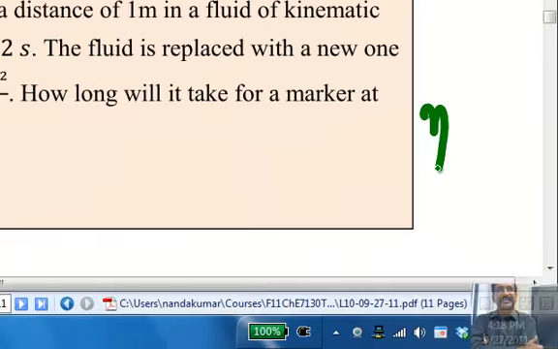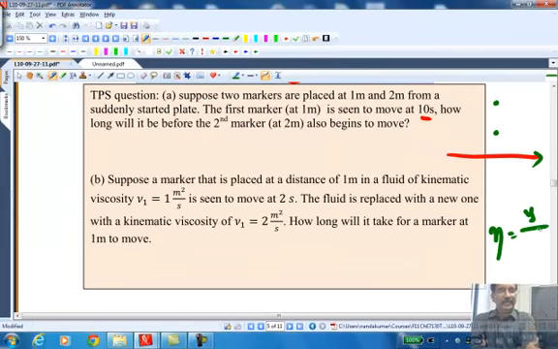I'll just write this one. This is equal to y divided by 2 square root of mu t. You understand the question, right? If anybody doesn't understand the question, please ask me.